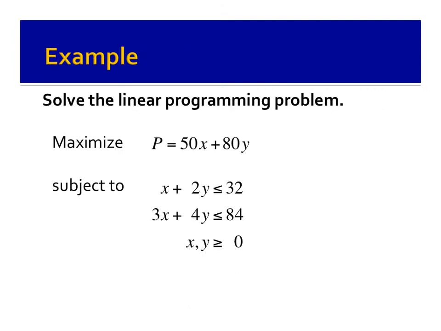All right, so this is the problem from class. We wanted to maximize this function here, 50x plus 80y, subject to the constraints down here. So x plus 2y is less than or equal to 32, 3x plus 4y is less than or equal to 84, and my two variables, x and y, are going to be greater than 0.